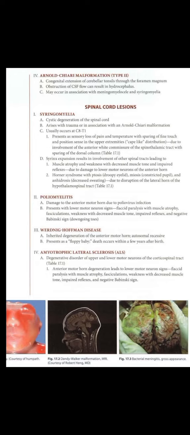Number 2. Poliomyelitis. Damage to the anterior motor horn due to poliovirus infection presents with lower motor neuron signs: flaccid paralysis with muscle atrophy, fasciculations, weakness with decreased muscle tone, impaired reflexes, and negative Babinski sign, down-going toes.